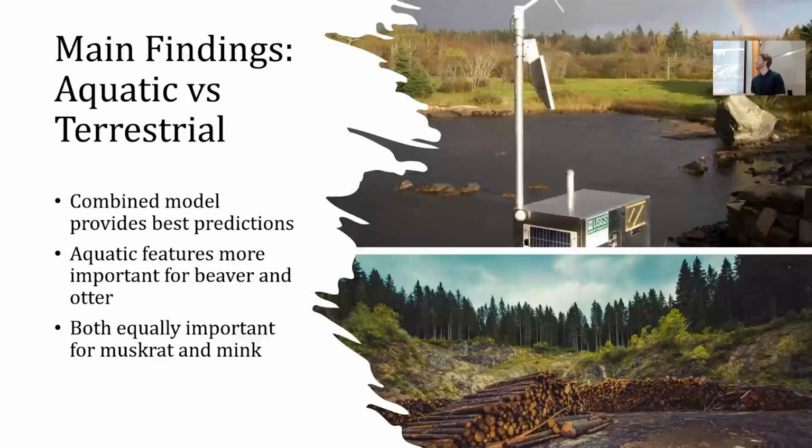So what does all that really mean? Sure enough, I did find that the combined model provides the best predictions for all semi-aquatic mammal species. That's fairly intuitive, given that these are semi-aquatic mammals and they use both. But again, those relative differences provided a bit more information. Specifically, that it seems that these aquatic features are going to be more important for beaver and otter, whereas both seem to be equally contributing to predicting the occupancy for muskrat and mink.